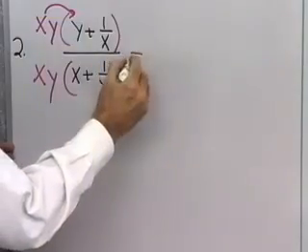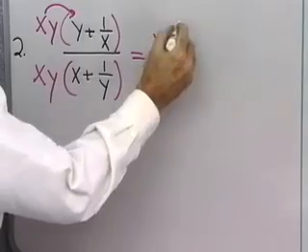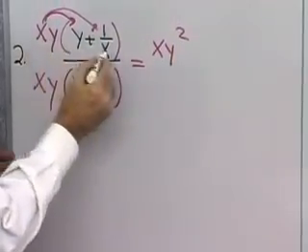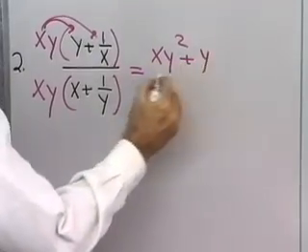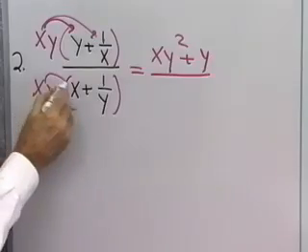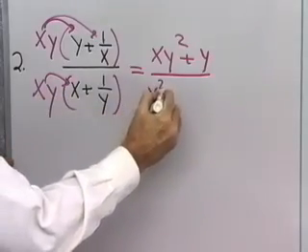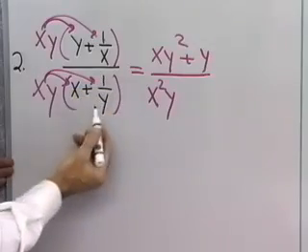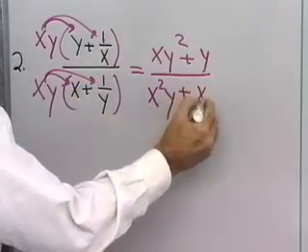xy times y will be xy squared. xy times 1 over x, the x's will divide out and I'll have left just y. In the denominator, xy times x is x squared y. And then xy times 1 over y, the y's will divide out and I'll have left just x.